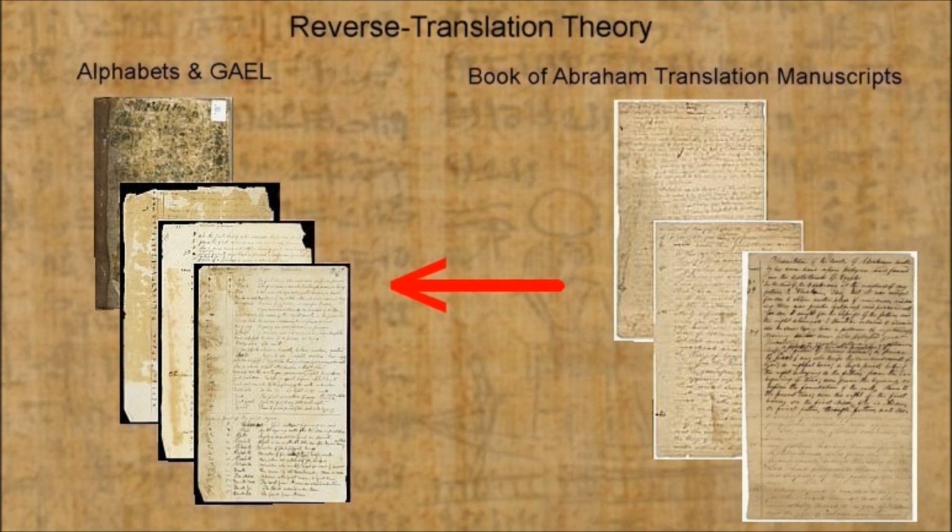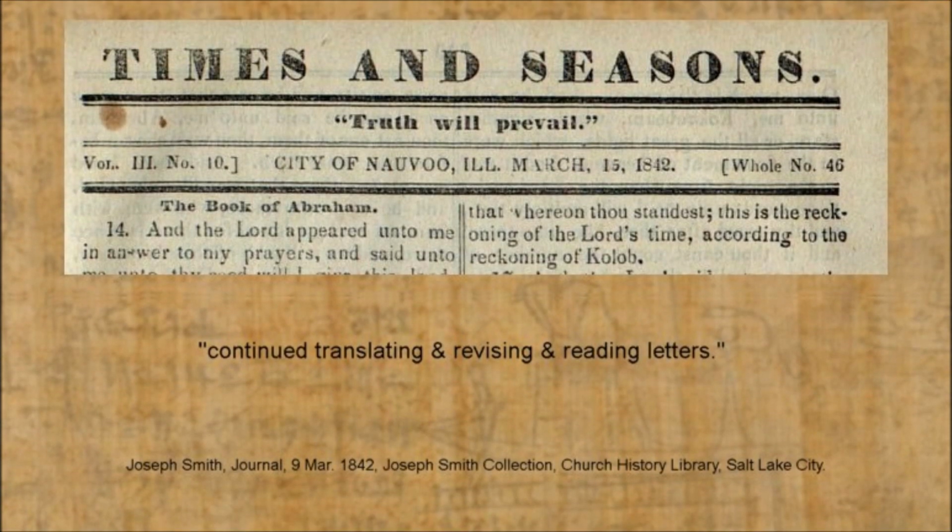Because the reverse translation theory demands that the entire Book of Abraham predate the Gale, Muhlestein has argued that the Hebrew material was added in 1842 to a previously existing translation. To justify his argument, he uses the 9th of March entry in Smith's journal, which states that he continued translating and revising and reading letters. It doesn't say what was revised.